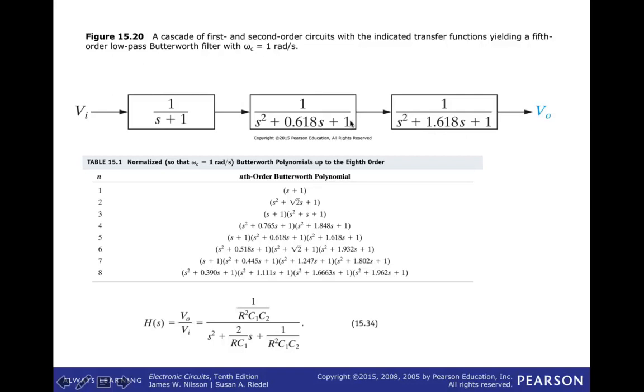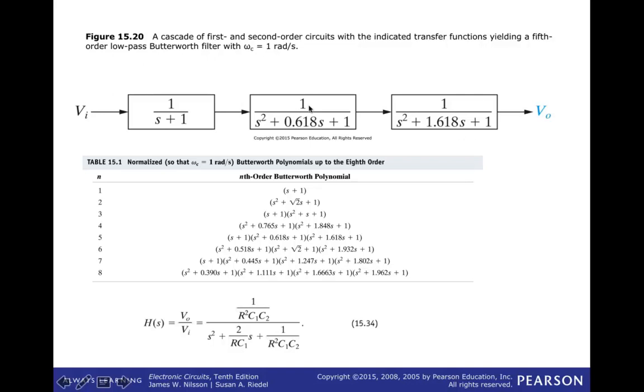Where do the 0.618 and the 1.618 come from? They come from the table. The table tells you what your design values have to be. Now, the transfer function for the circuit is given here. So the key is to design one of these where the R, C1 and C2 values give you 1.618 and 1 respectively, and then to design another circuit with different values of R, C1 and C2 where you get these numbers.